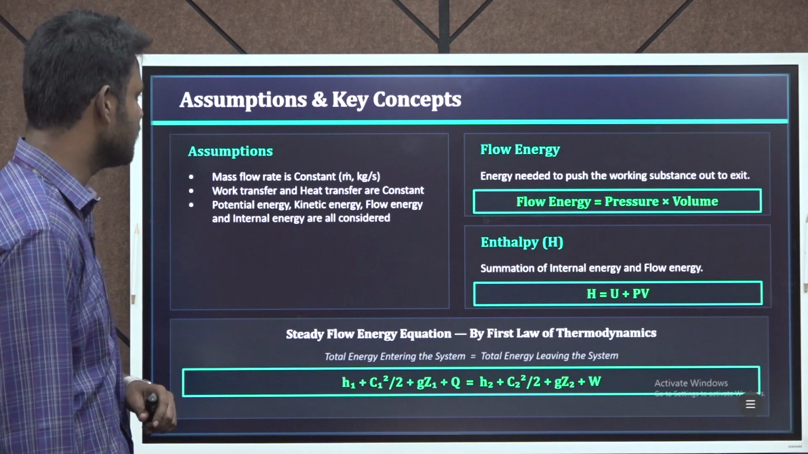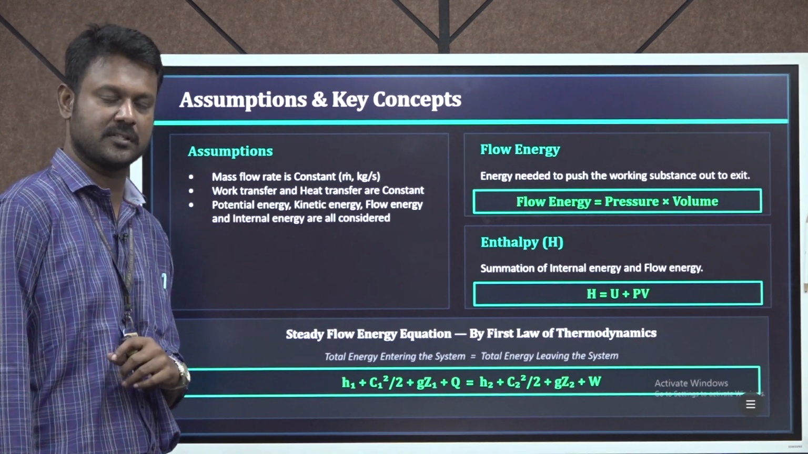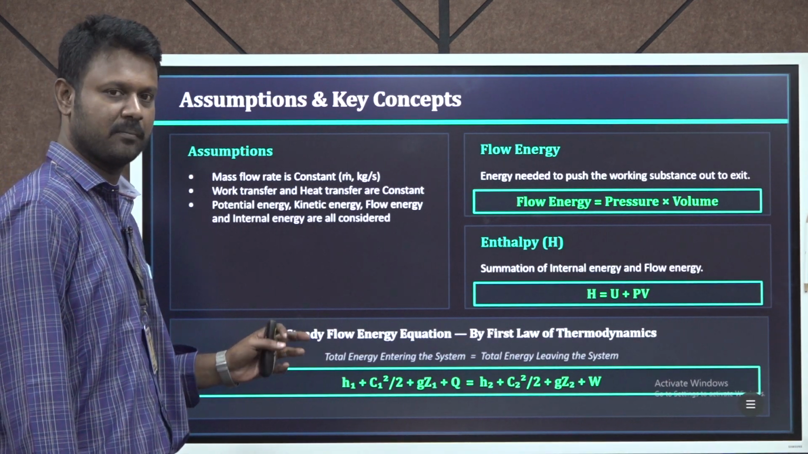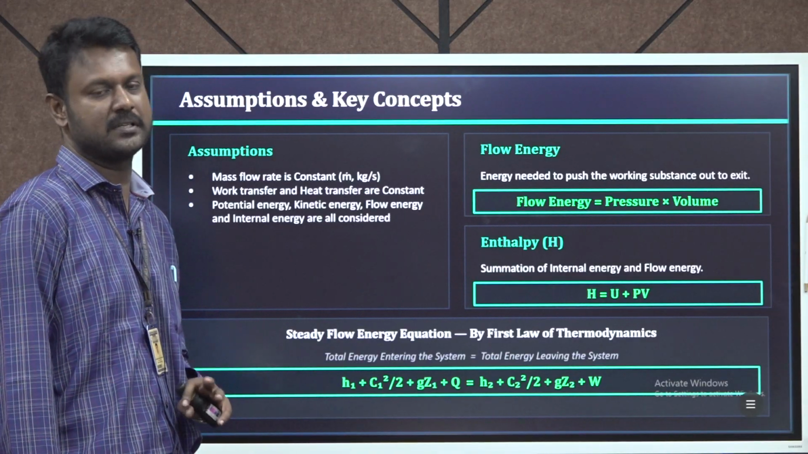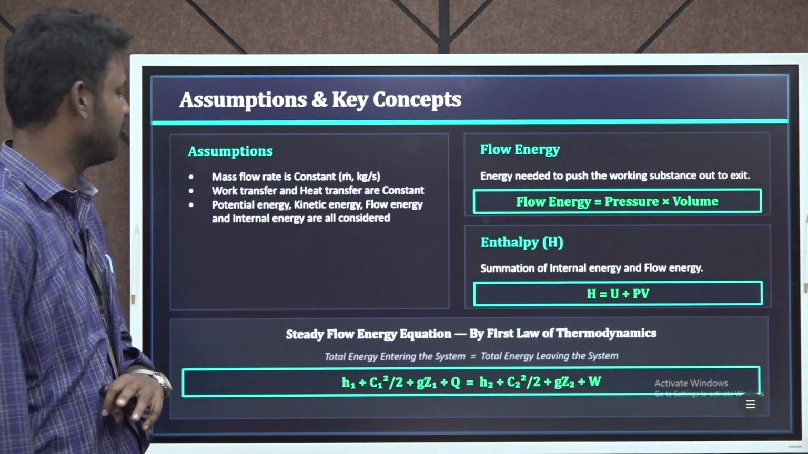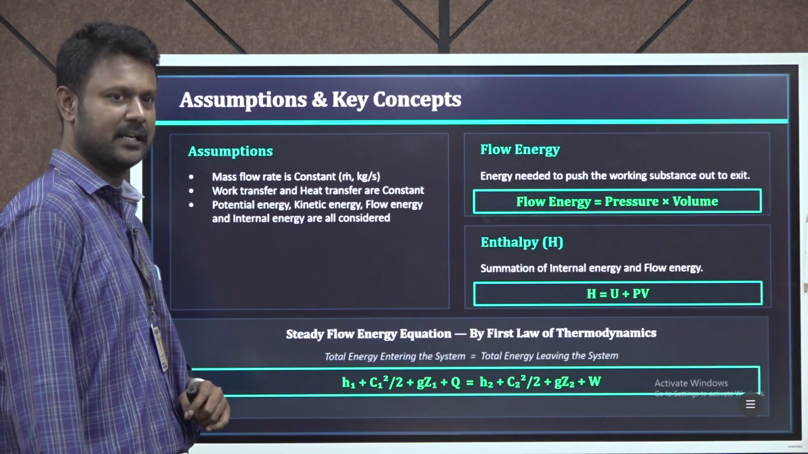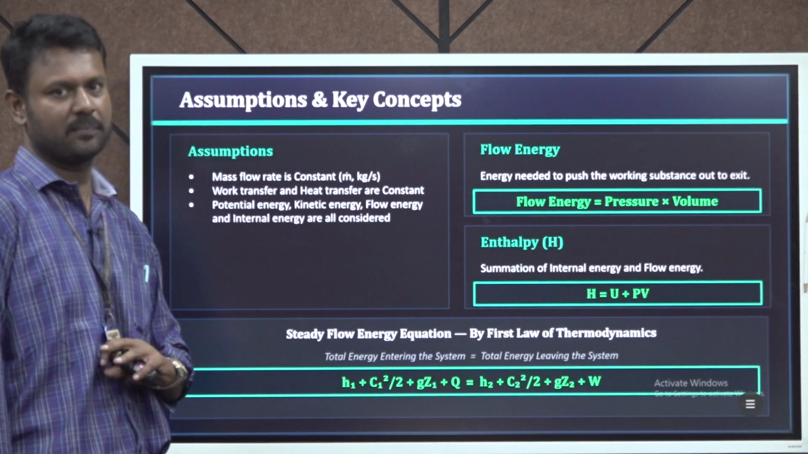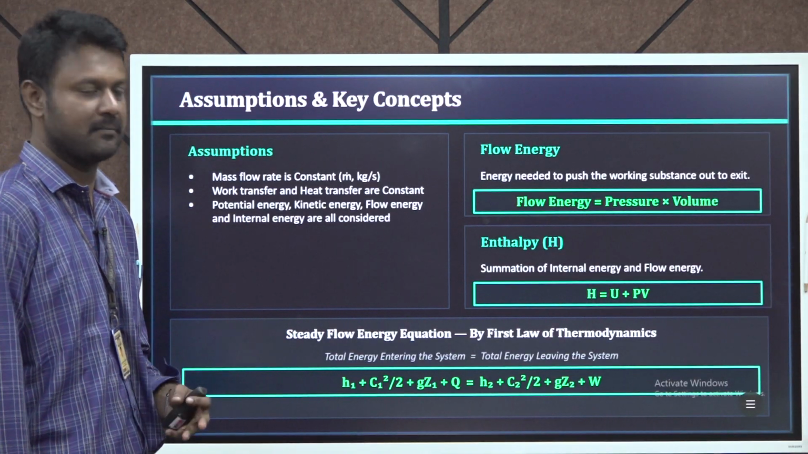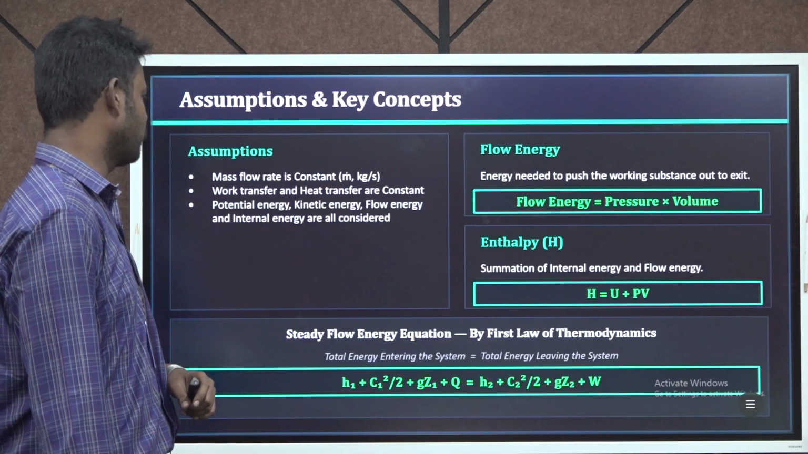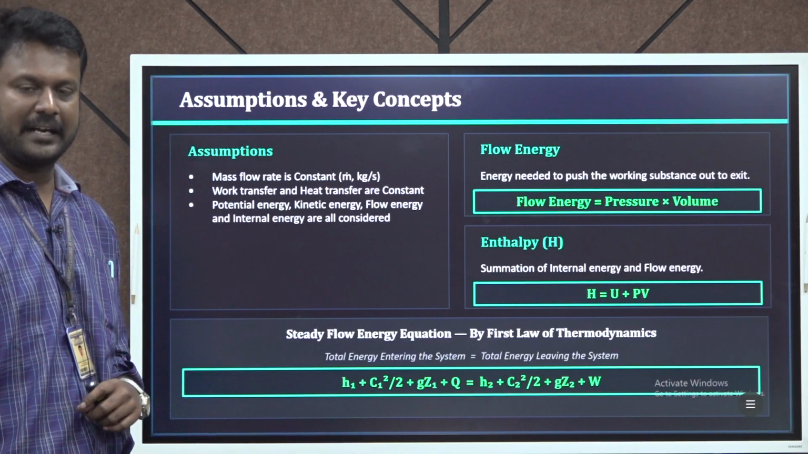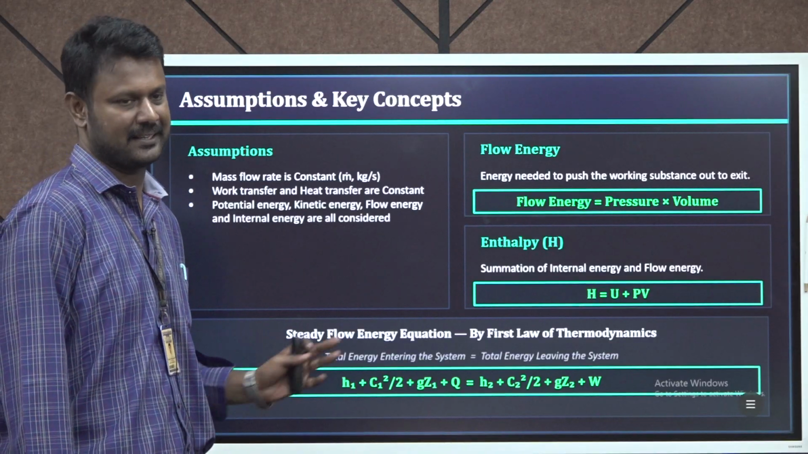The first assumption is that the mass flow rate is constant throughout the process. That is, once the process starts, the mass flow rate won't change until the process is completed. Also, work transfer and heat transfer are constant, that is, they will not change with time. And the third thing is that potential energy, kinetic energy, flow energy, internal energy, and all the energies are considered.